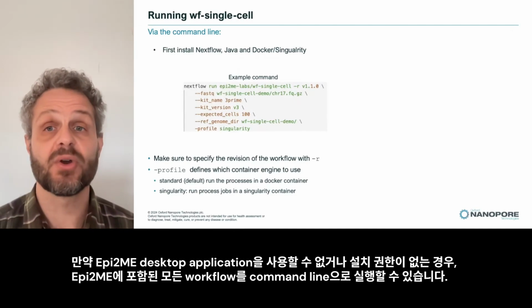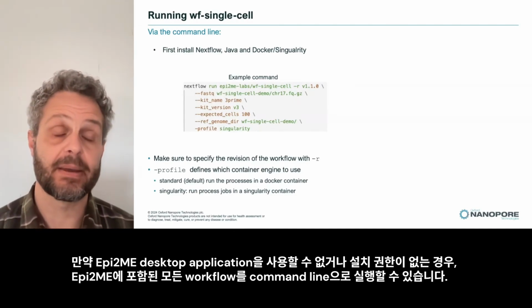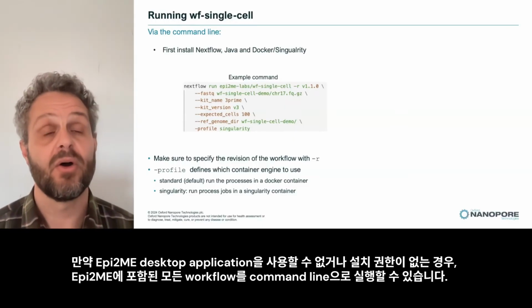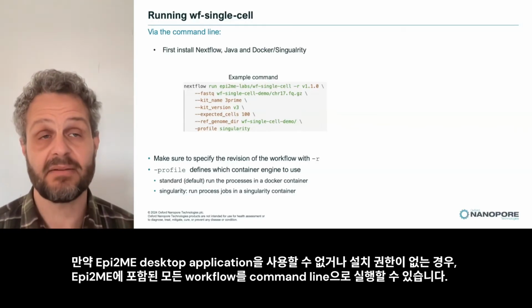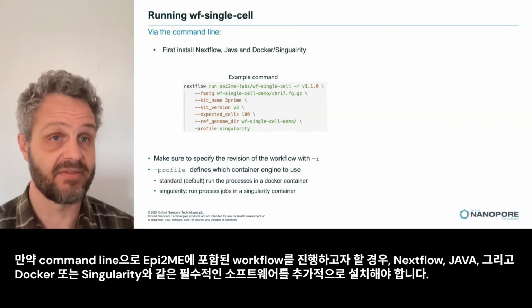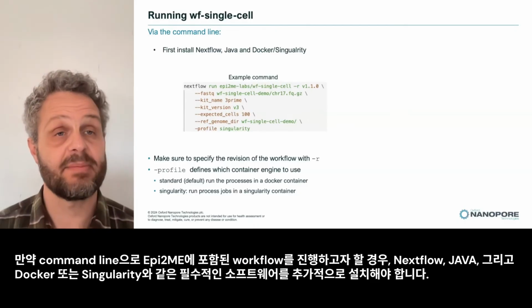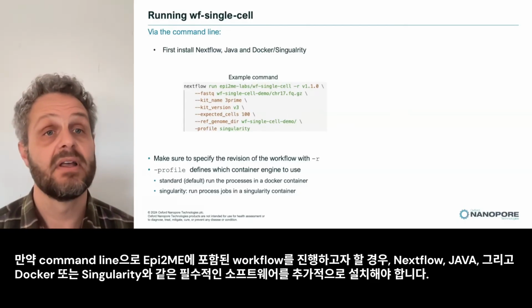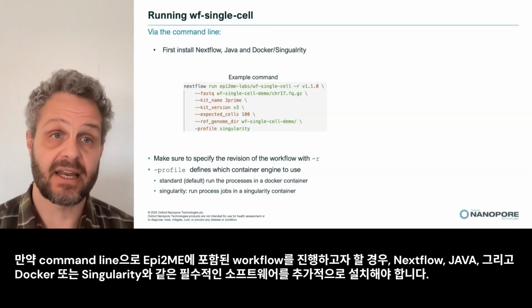If you don't want to or are not able to use the Epitome desktop application, for example, if you don't have permissions to install it, you can run all our workflows by the command line, and I'll just describe briefly how to do that. So there are dependencies to install first. These are Nextflow, Java, and Docker or Singularity.